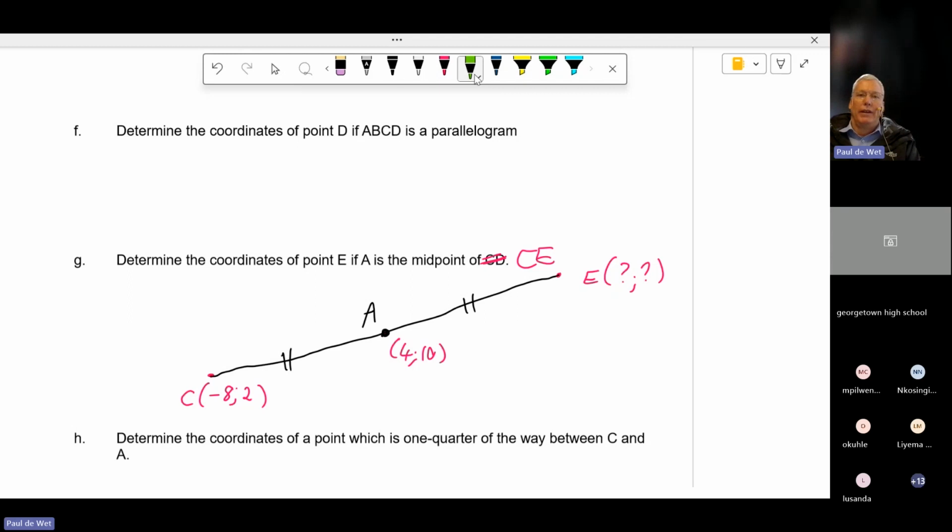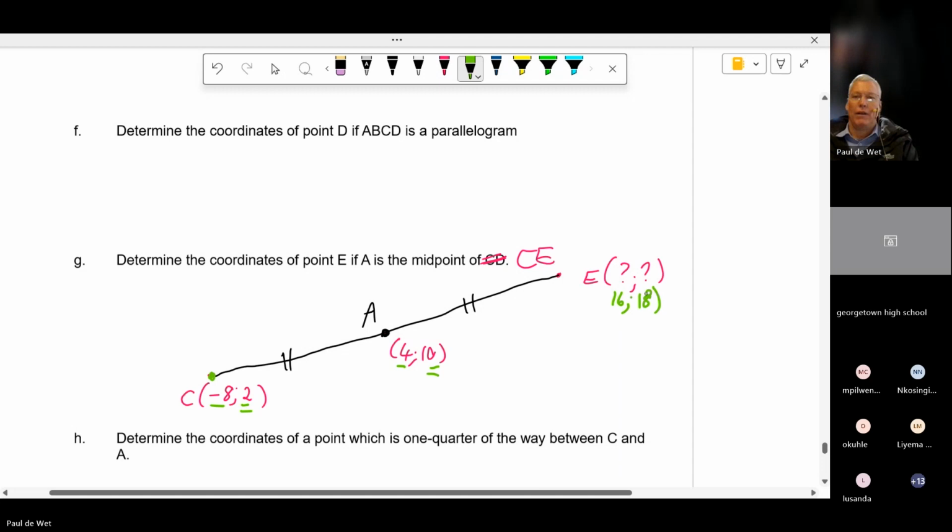The way I would do it, guys, if this is the middle, how far have I moved from here to here? How far has my x moved? From -8 to 4. It's moved by 12. It's moved by 12 and I'm only halfway, so it must move by another 12. How far has my y moved? It's moved by 8, it must move by another 8. And there's my answer. Okay, that's how I would do this question.